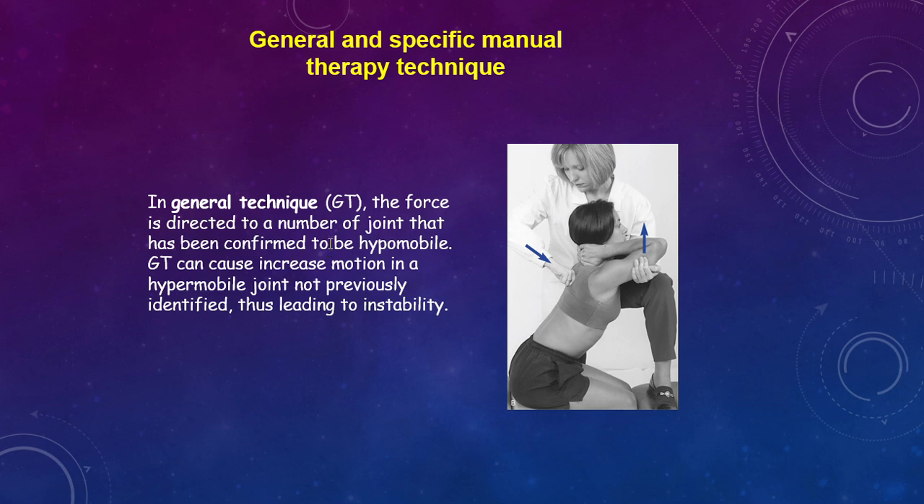The disadvantage of general technique is that sometimes you tend to affect a joint which is not hypomobile. The effort could also be touching some other joints in the body which are already hypermobile, and that will lead to continuous instability. So I hope that is clear. In general technique, the force is directed to a number of joints, not just a specific joint. It's okay as long as it is only working on joints that are hypomobile, but the side effect of this technique is that sometimes the effort of the therapist could also be touching a joint which is relatively hypermobile, and that would lead to greater instability.